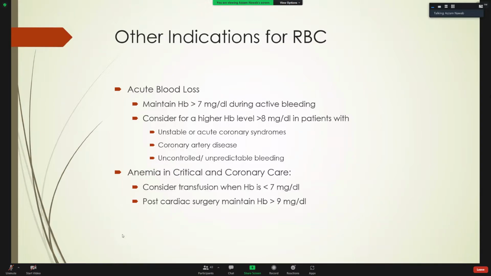Okay, other indications for RBC: acute blood loss, to maintain hemoglobin above 7 during active bleeding. Consider a higher hemoglobin target in patients with unstable or acute coronary syndrome, coronary artery disease, and uncontrolled or unpredictable bleeding. In patients in critical and coronary care, we consider transfusion when hemoglobin is less than 7. In patients after cardiac surgery, we should maintain hemoglobin above 9 grams per deciliter at all times, or 90 grams per liter. Okay.